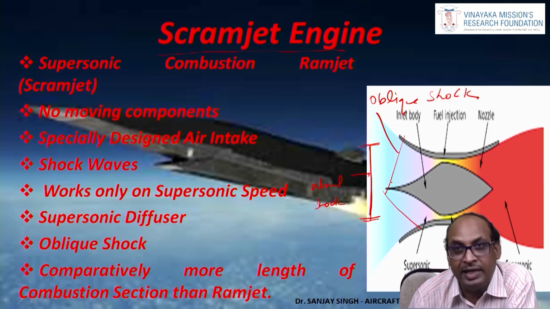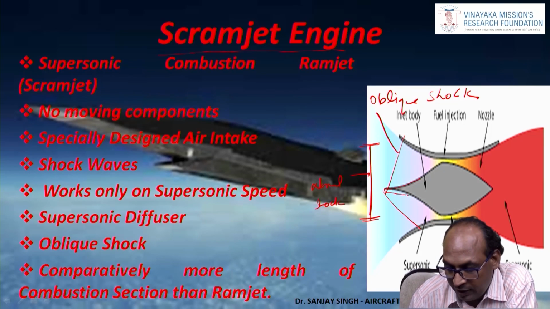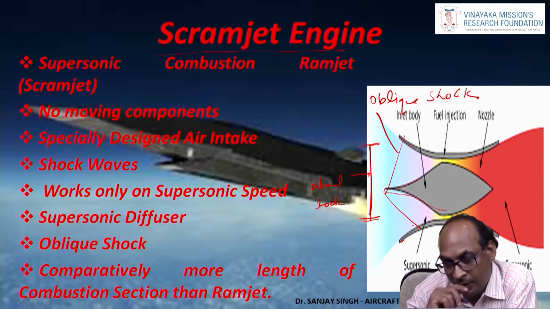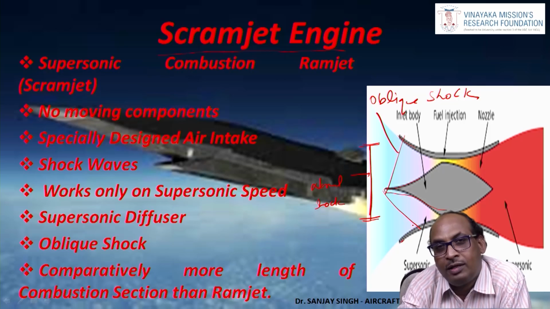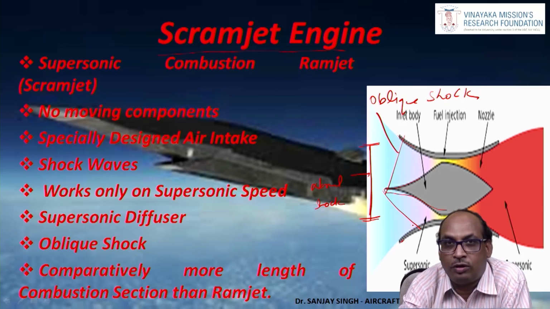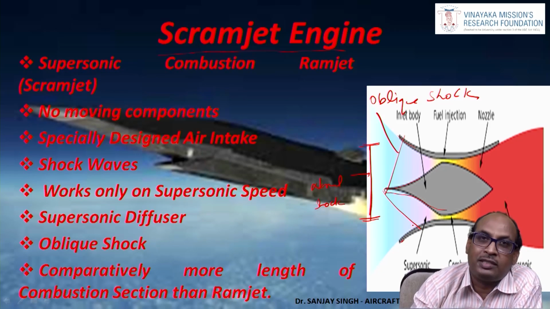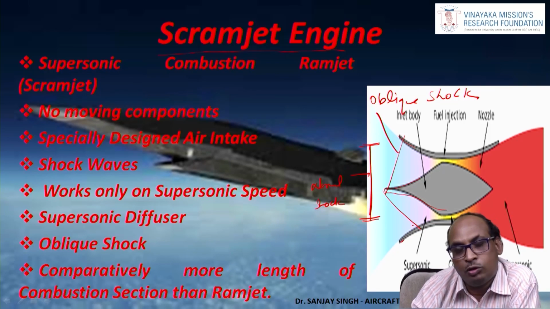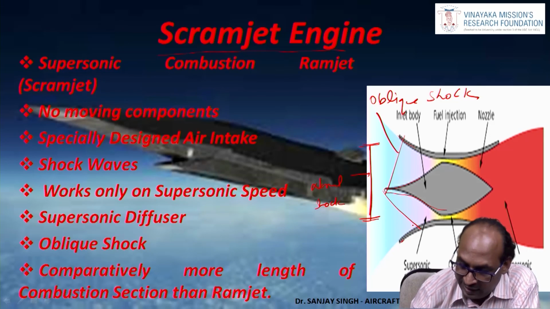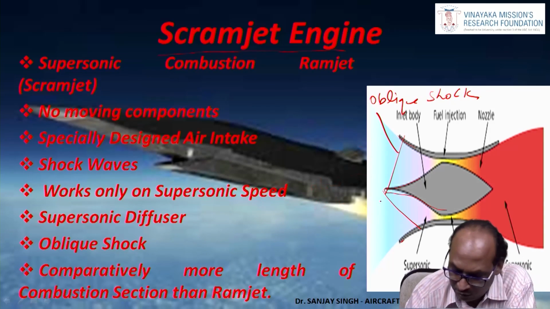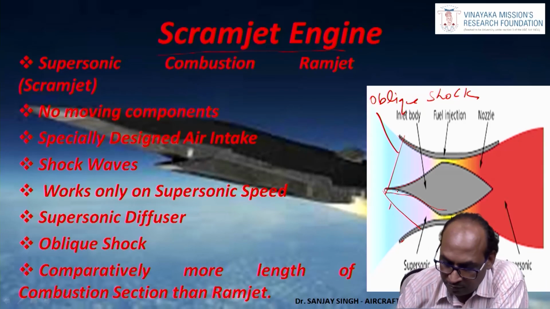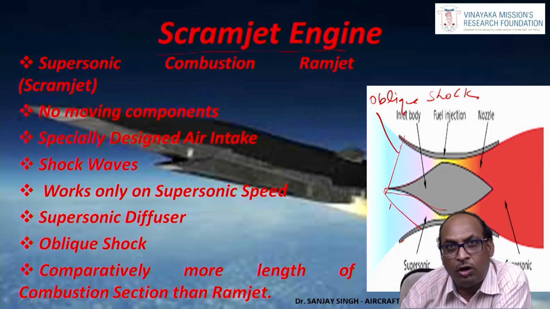Why? Because in that air intake only, the nose cone is there. That nose cone and the edges of the air intake will form normal shock or oblique shock. If normal shock is formed, it is a ramjet engine, because compulsorily after normal shock, supersonic speed will get reduced to subsonic speed. But in the case of this scramjet engine, oblique shock is formed.